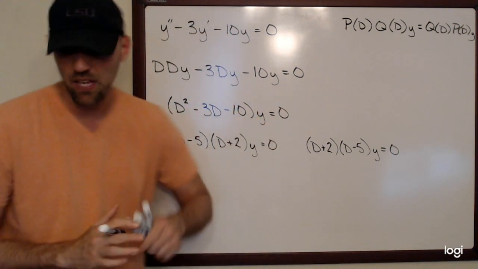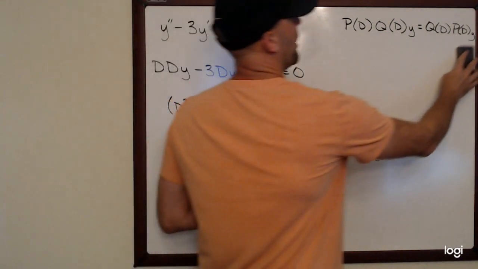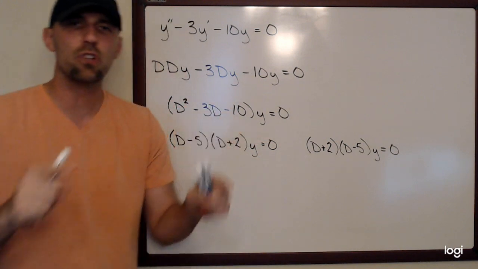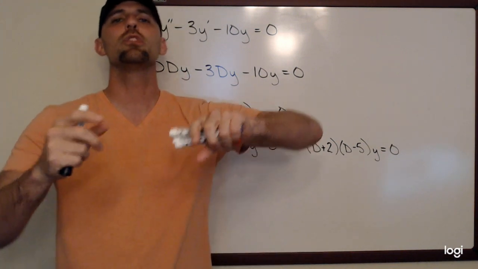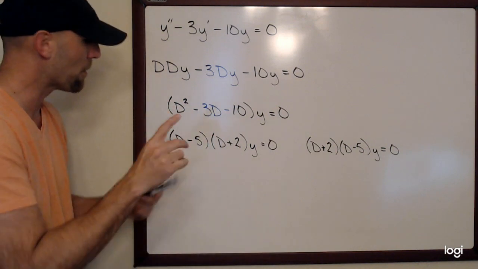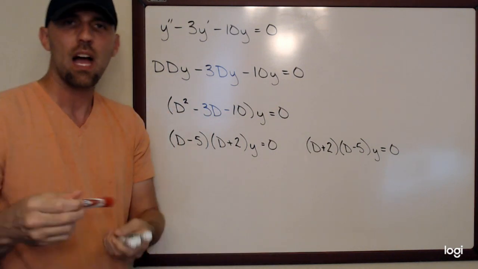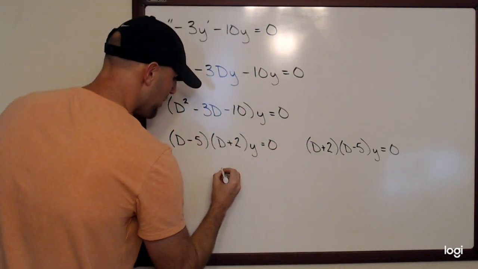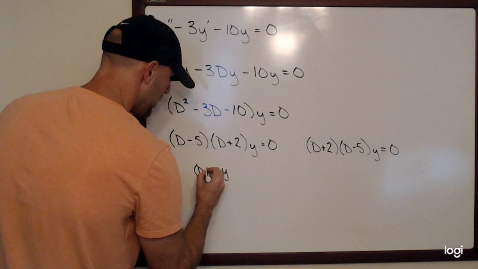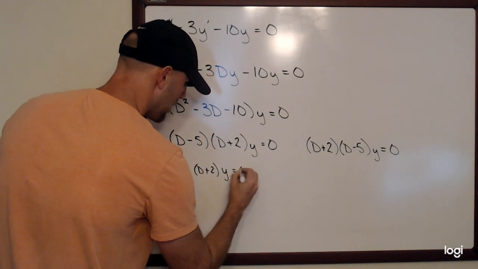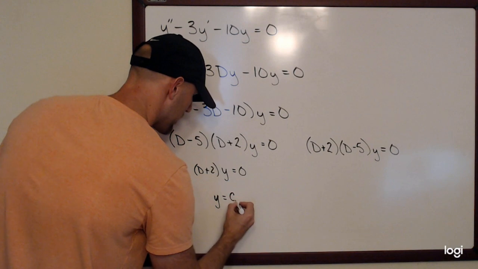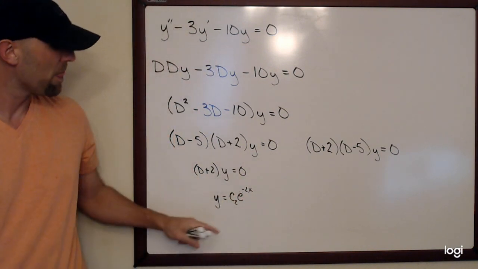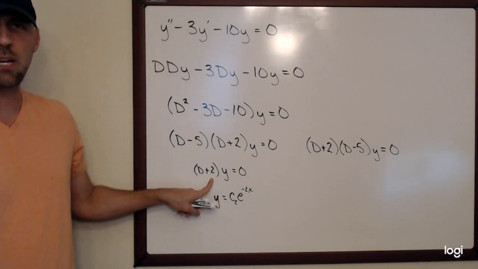And then if I look at this, I have a fantastic way to argue that the 2 solutions I found are not only solutions for these individual factors, but they're solutions for the original equation as well. Remember, for D plus 2, when we solved that in the lower right-hand corner before, we got C2e to the negative 2x, right?